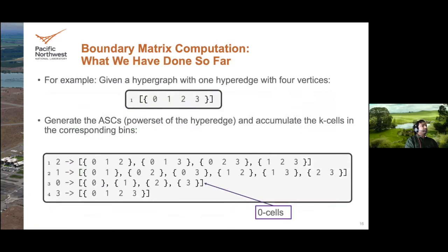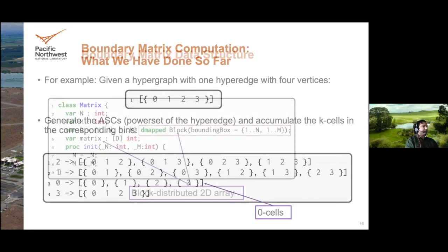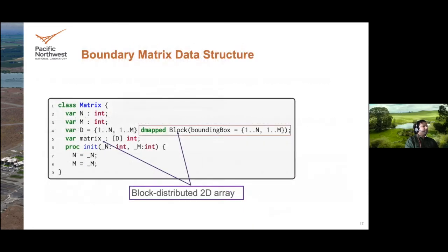Once we do that, so far this is what we have done. Given a hypergraph with one hyperedge, we generate the power set of this hyperedge. We get all these different length cells, we group them together, we sort them, and then the next step is to generate the boundary matrix. So to generate the boundary matrix, here is the representation that we have currently. I'm showing a 2D integer array, but later on for optimization we also have a Boolean representation for this boundary matrix, and this boundary matrix is a block distributed 2D array.